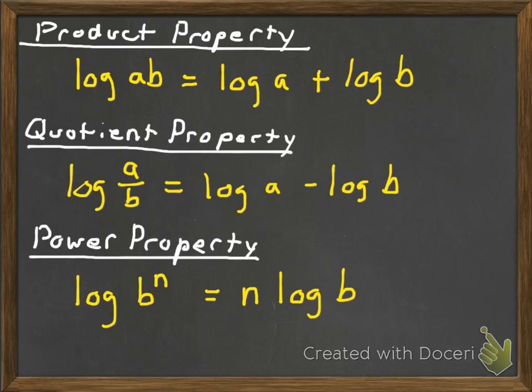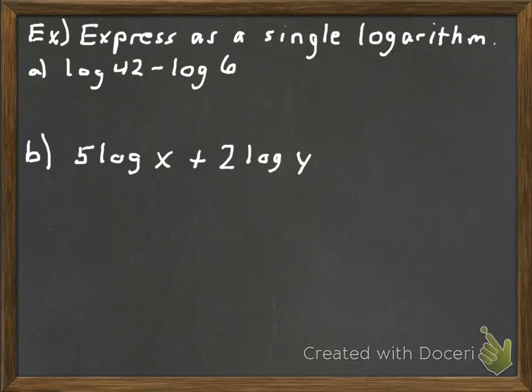Those are the three properties that I need you to know, and I'm going to show you several examples of problems where you use those properties in order to answer. So let's take a look at some of those. Here, our directions are to express each of these logarithmic expressions using a single logarithm. So remember the power property, product property, and the quotient property.